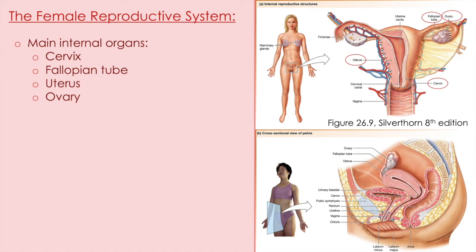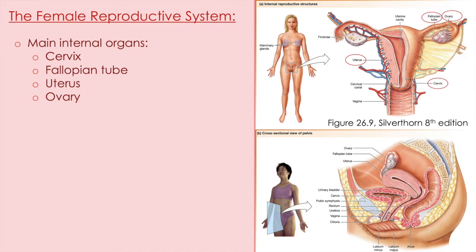The uterus is a hollow muscular organ that's slightly smaller than a woman's clenched fist. This is where fertilized eggs implant and develop during pregnancy. It is comprised of three tissue layers: an outer connective tissue covering, a middle layer of smooth muscle called the myometrium, and an inner layer called the endometrium.